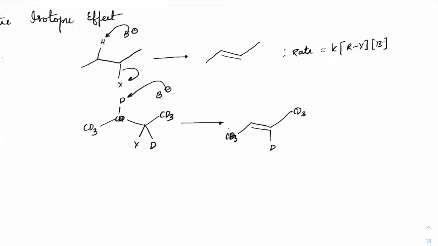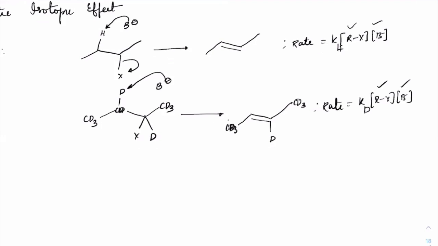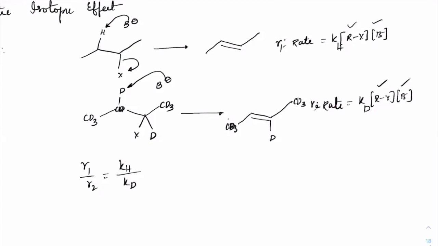And now if I calculate, the rate would be equal to some K into RX into base. Since the concentration is same, base concentration is same, the only thing that varies is this and this. So if there is any difference in the rate that is coming, let me call this R1, this is R2. R1 by R2 will be equal to KH by KD. Students, and this ratio is found to be different for different mechanisms.